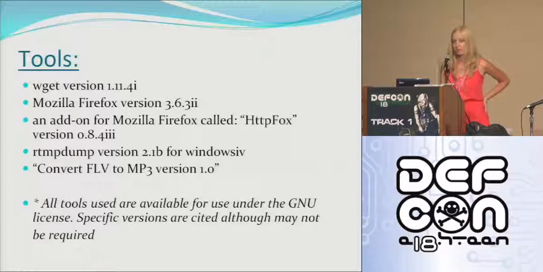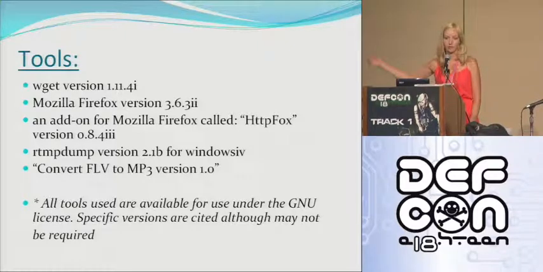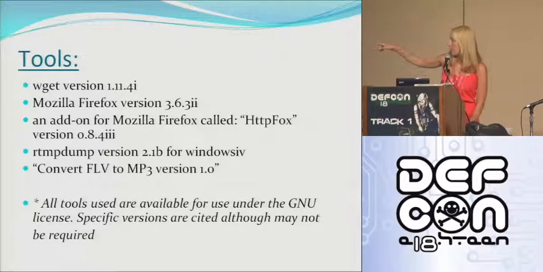All right, so the tools that I use for this, they're all GNU tools. Wget, Firefox, an add-on for Firefox called HTTP Fox, which is awesome. RTMP dump, and this converter that I've used, there's other converters, but this one's called FLV to MP3. Now, there's DMCAs right now on the RTMP dump, and also when I originally wrote the white paper for this, convert FLV to MP3, there was a website you could download it from. The website is gone, so I just suspect that there's a DMCA takedown on that as well. But you guys are hackers, I'm sure you can find the tools.